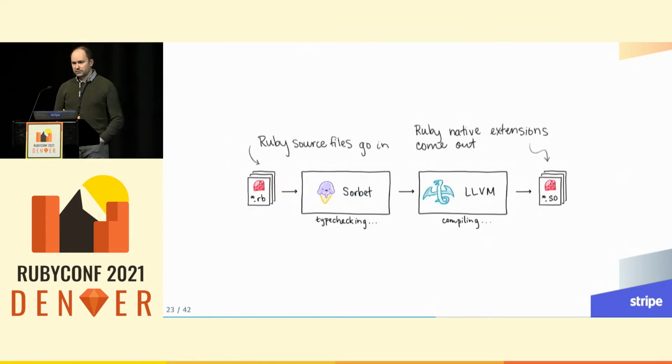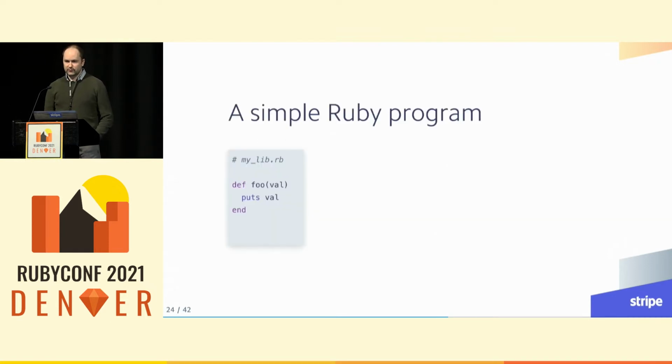So the final part of this pipeline is the native code that comes out of the code generator. So we emit shared objects, which use the Ruby VM's C API for interacting with other Ruby code. So just to give you a quick introduction to what C extensions look like, in case you're not familiar, we have this program on the left, which lives in mylib.rb. It defines one function foo, which takes a val and is just going to print it out.